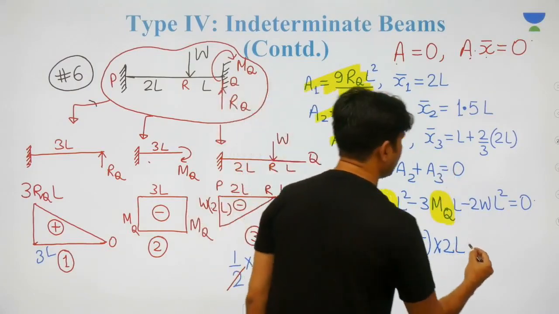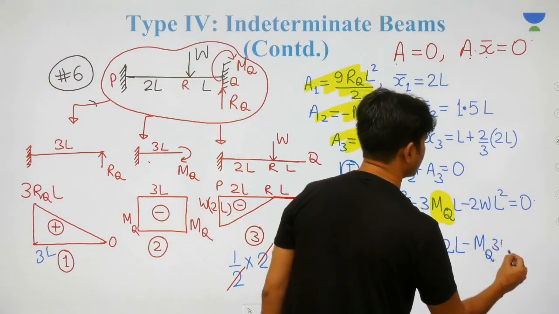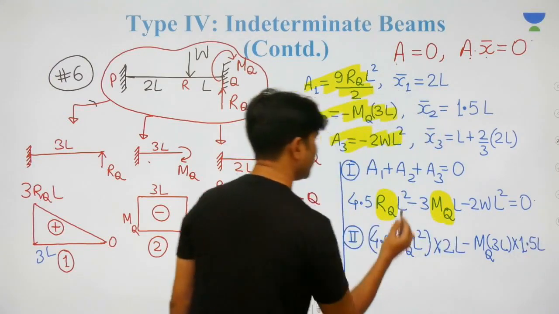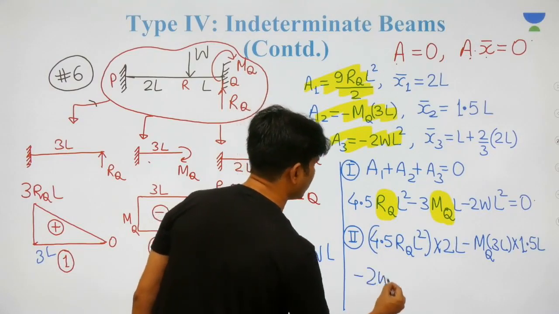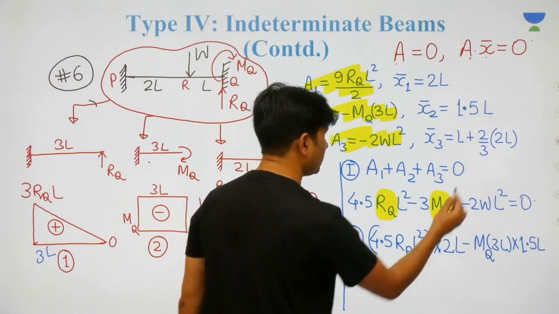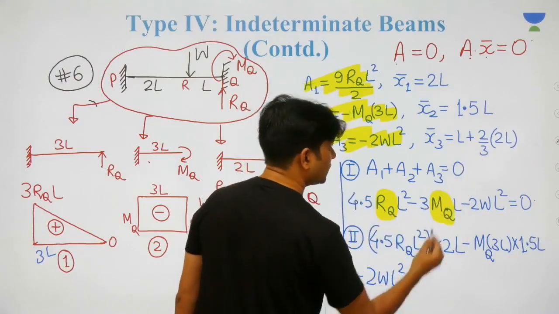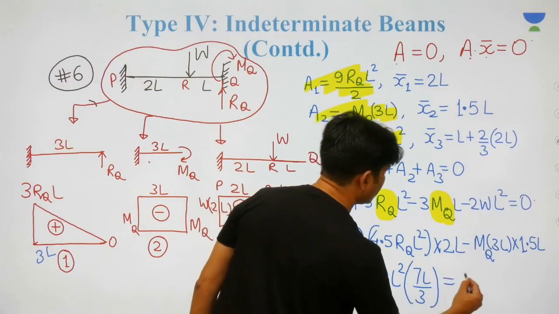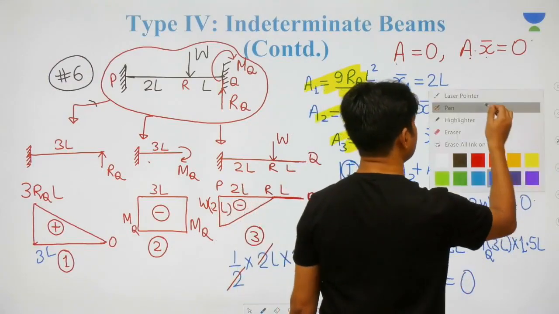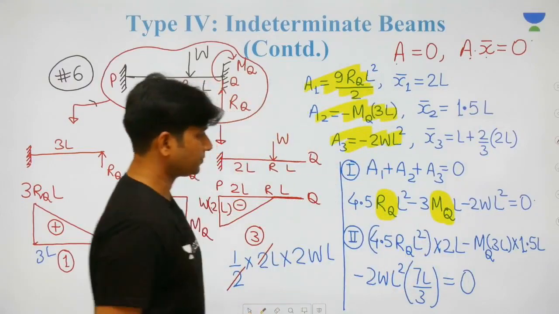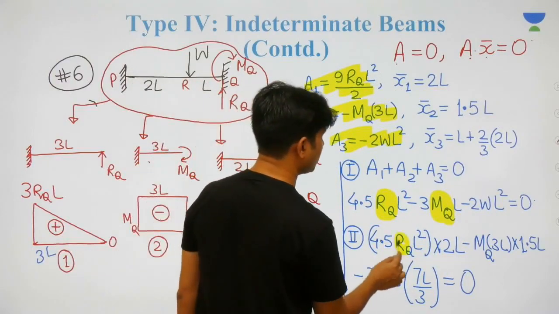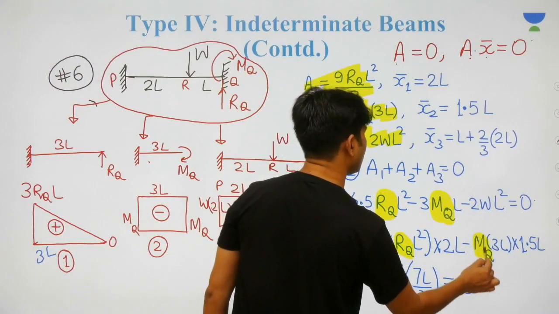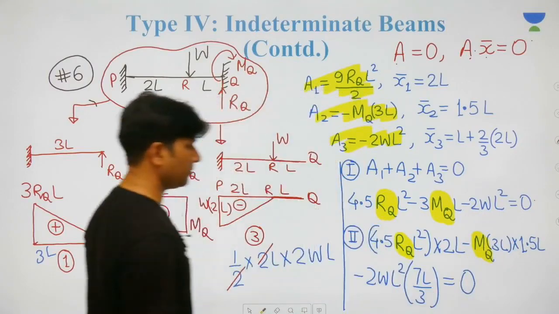Then A2x2 bar, A2 is negative MQ into 3L multiplied by 1.5L. And then A3x3 bar, A3 is again negative 2WL square multiplied by x3 bar. If you simplify, x3 bar is 7L by 3. This is equal to 0. You get one more equation in RQ and MQ.